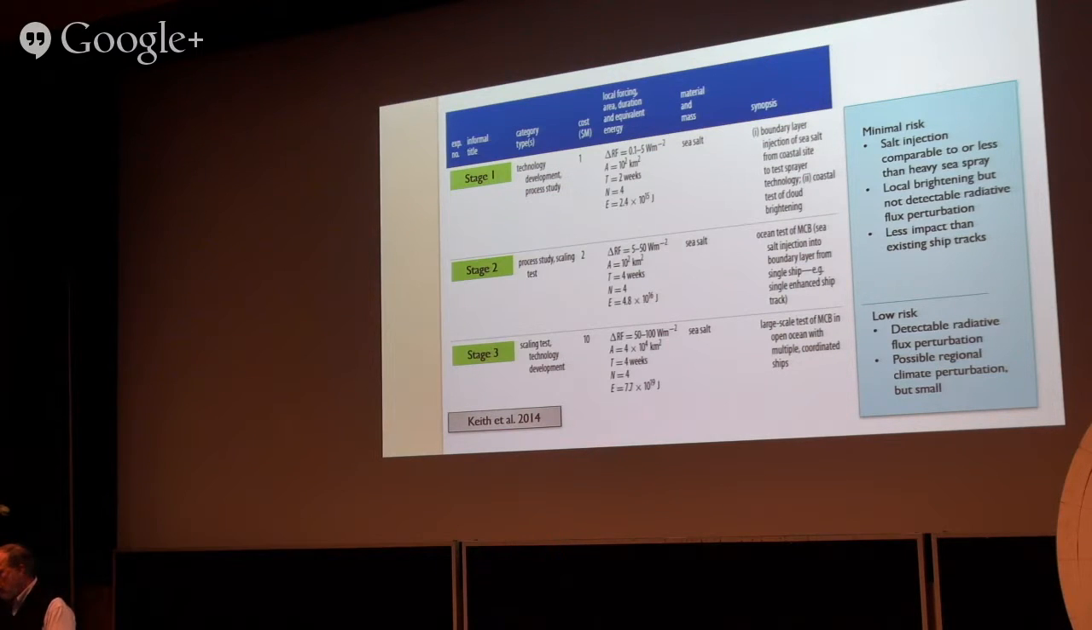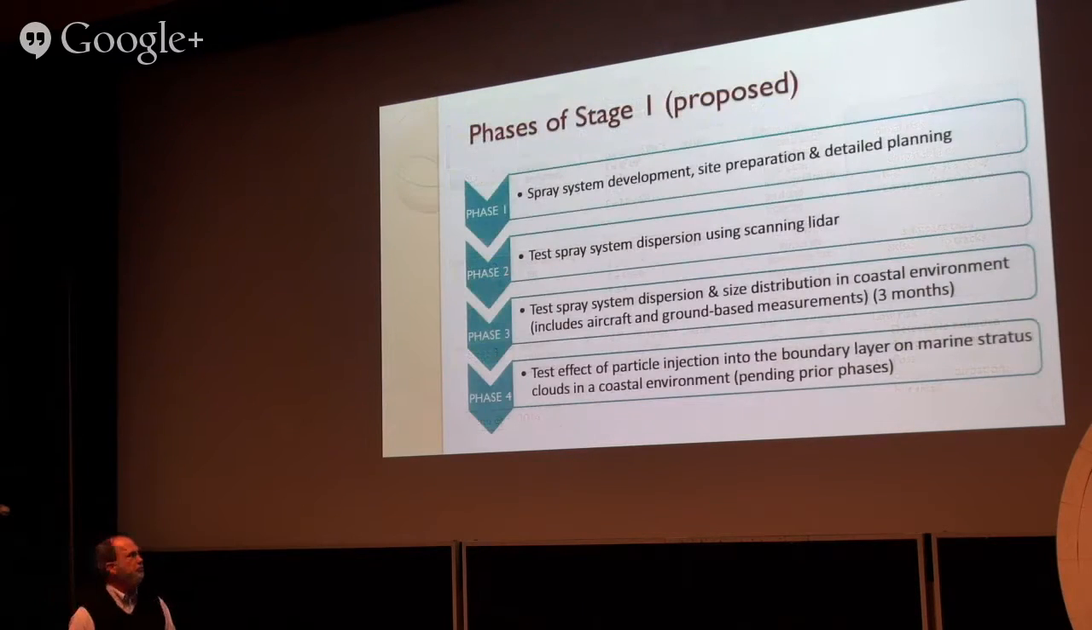If we go to the next stage, which again I'll largely not talk about, it becomes somewhat more risk, though still low, because there's a detectable radiative flux perturbation and there's possible regional climate perturbation. So now within stage one, there are multiple phases. The first phase is the development of the spray system. The second one is to test that spray system dispersion. The third is to test it in a coastal environment, and I'll talk more about each of these. And then finally, test the effect of the particle injection into the boundary layer on marine stratus clouds.